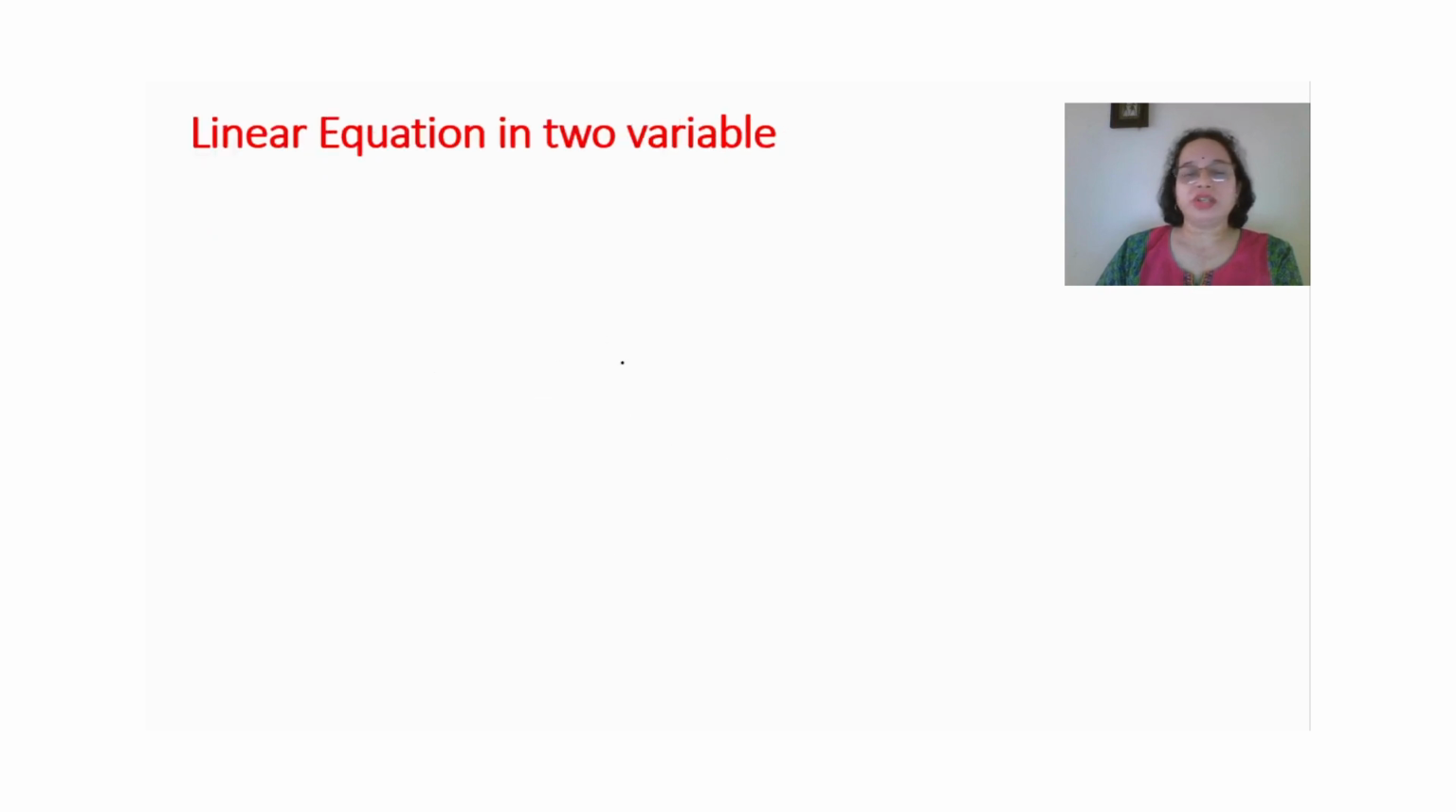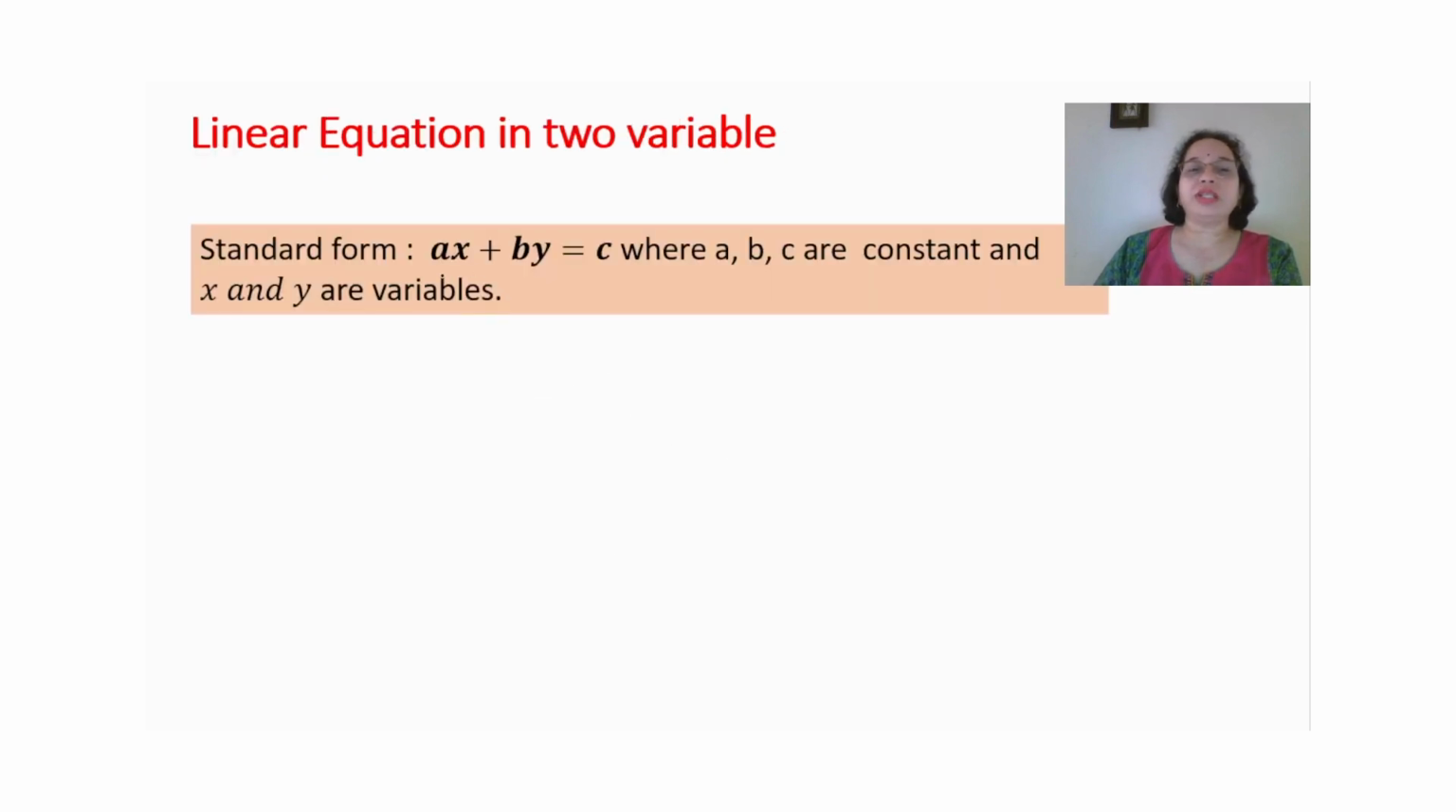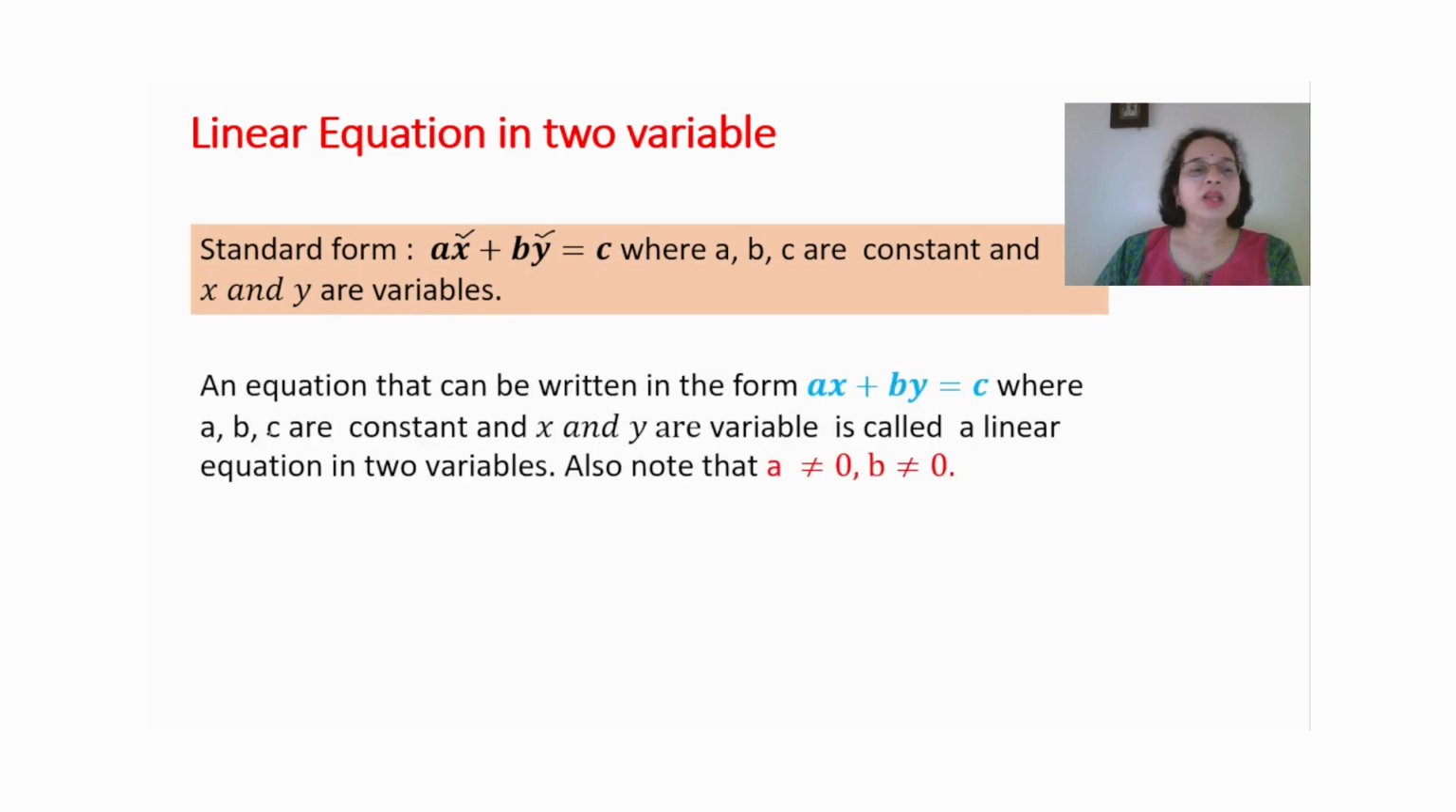Now linear equation in two variables, the standard form is ax plus by equals c. Here you can see that we have two variables, and a, b and c, these three are constants. So an equation that can be written in the form ax plus by is equal to c, where a, b, c are constants, x and y are the variables, is called a linear equation in two variables, and again a and b should not be 0.